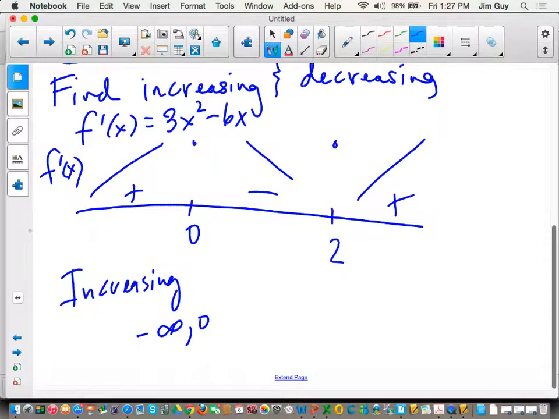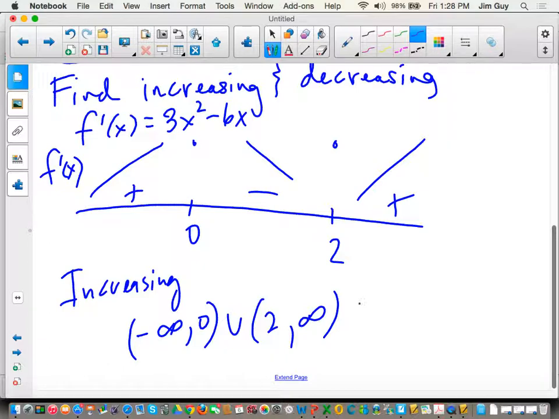Do I put a square or round parentheses on infinity? Parentheses, never square, right? What about at 0? What do you think? Square or round? Round, because the slope is 0 at 0. You'll have different people actually argue that, even mathematicians, because there is some dissenting argument about that. But anyway, negative infinity to 0, and you can use the union symbol or write the word, it doesn't really matter, from 2 to infinity.